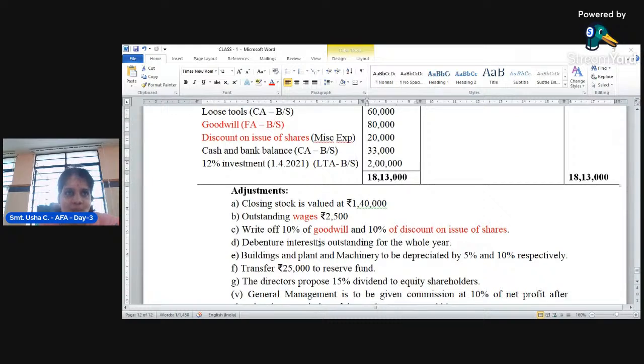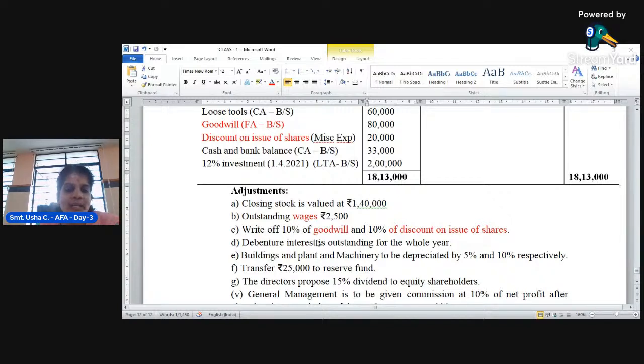For example, this goodwill is an intangible asset for which we charge what? Amortization and not depreciation. How much do we have to charge here? 10%. So write off 10% of goodwill. What is the amount of goodwill here? Goodwill is 80,000. On 80,000, 10% is to be charged as amortization, and this item must be shown twice. Where it has to be shown: one is the writing off of goodwill, being an expenditure, it will be shown under the profit and loss statement, and the other one is under the balance sheet.